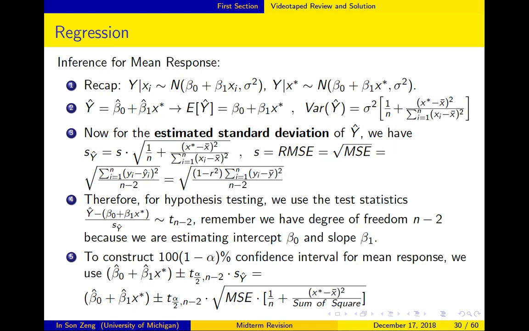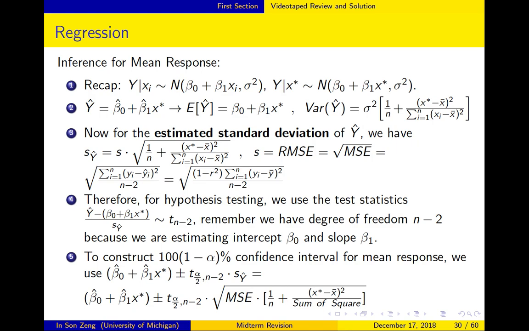Now, for the hypothesis testing, we are using the test statistic (y hat defined above minus beta 0 plus beta 1 x star) over s of y hat, which follows a t distribution with n minus 2 degrees of freedom. In detail, the null hypothesis H0 is beta 0 plus beta 1 x star equals a particular value mu 0, versus the alternative hypothesis H1 that beta 0 plus beta 1 x star does not equal that particular value mu 0. Remember, we have n minus 2 degrees of freedom because we are estimating the intercept beta 0 and the slope beta 1.